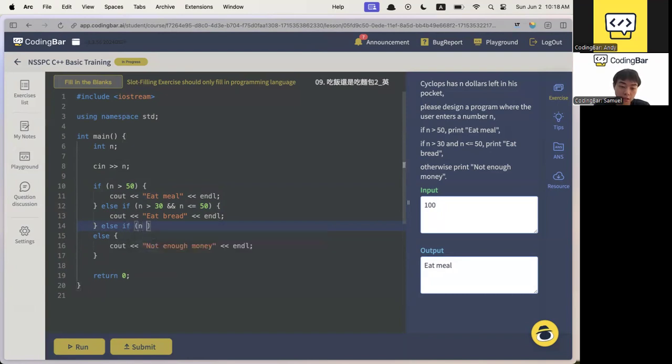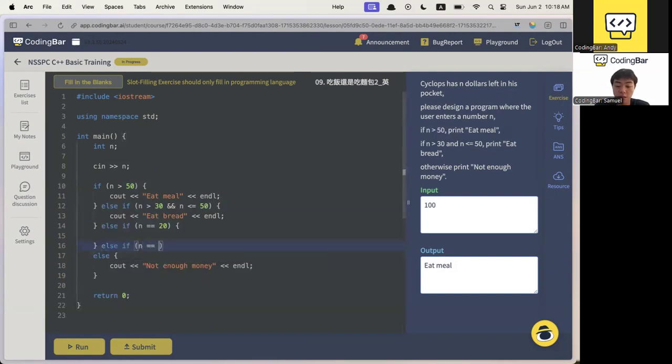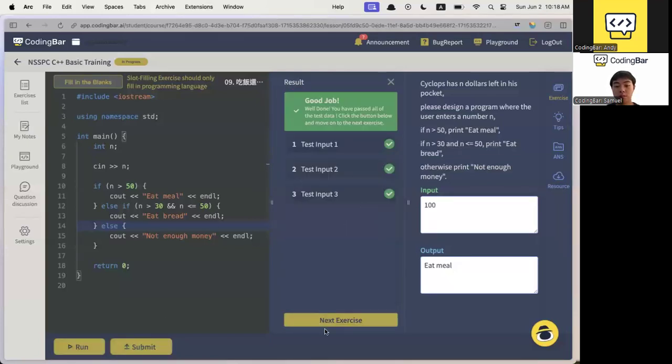So maybe you have another kind of condition. If n equal 20, then do something. Else if n equal 21, do something. So you can have a lot of conditions. And for each of the new conditions, just add an else if in between. It's okay if you submit it. Pass.